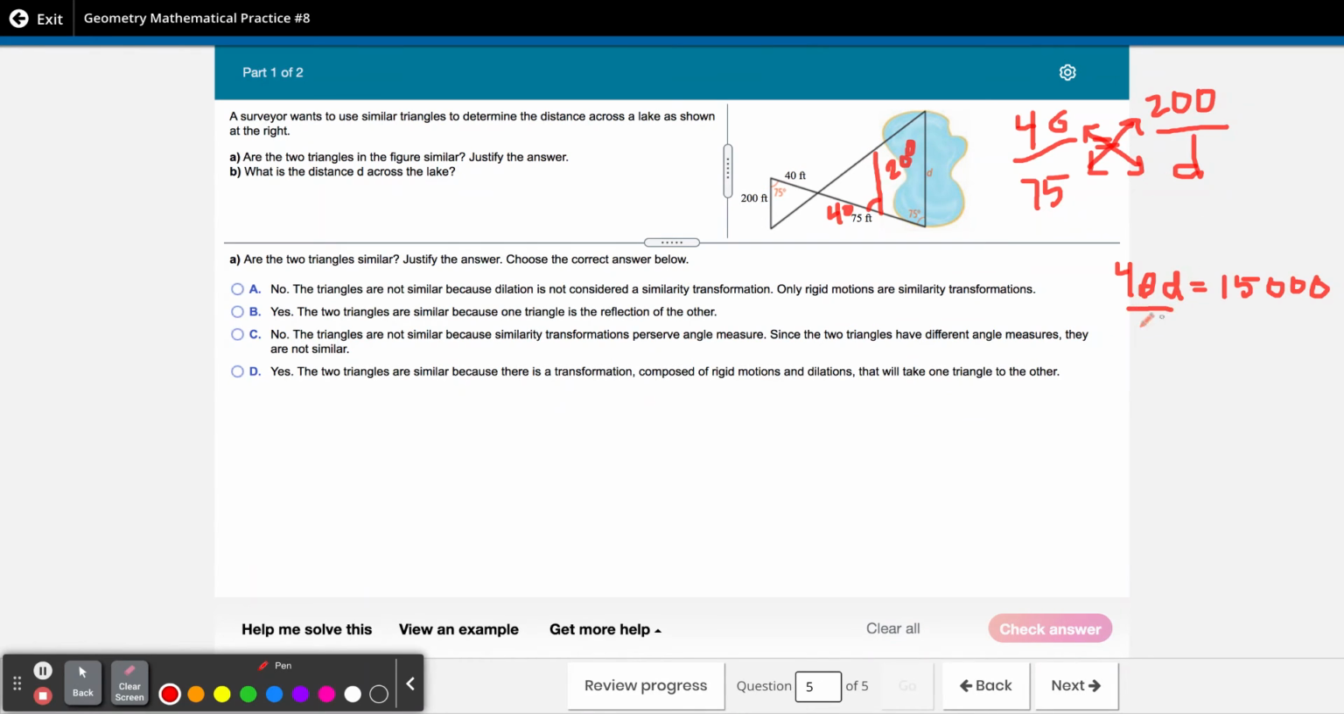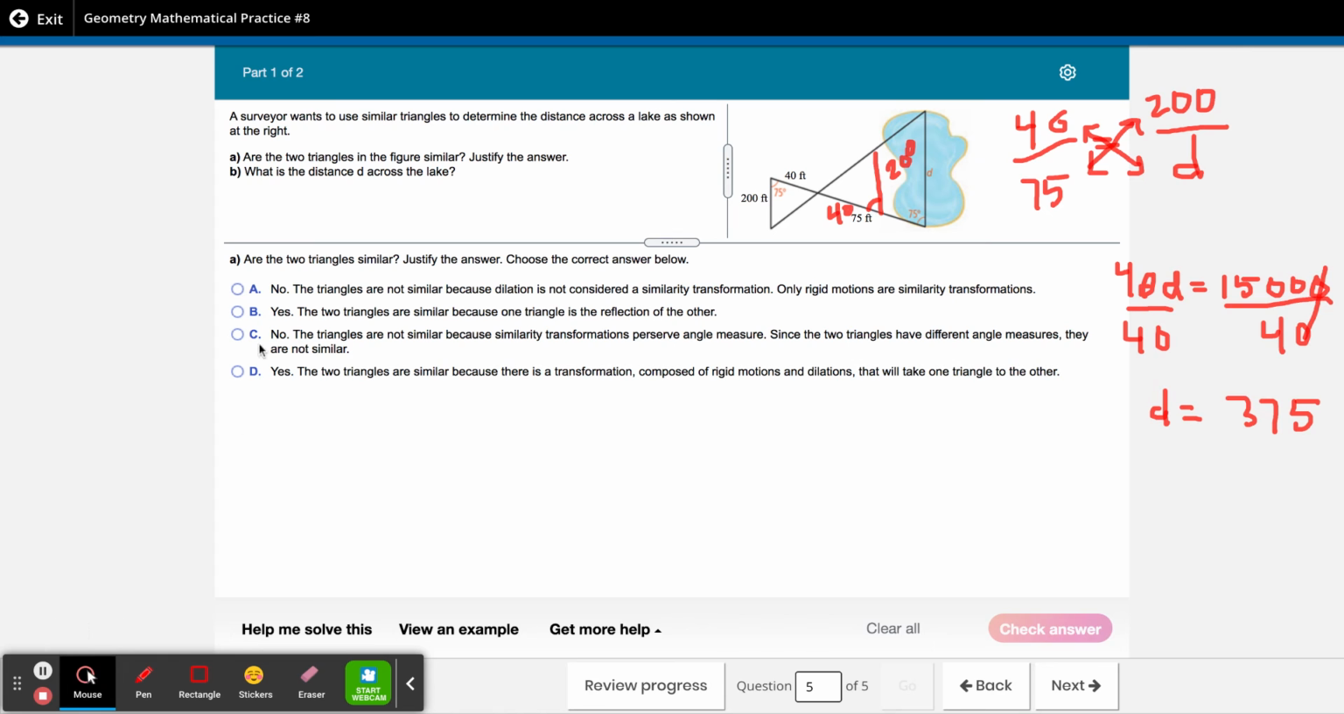Now I just want to get D by itself. So I'm going to do 1500 divided by 40, and then D is equal to, I've got these two zeros, I can cancel them out. So it's 1500 divided by 4, and that's going to be equal to 375. Now as I answer these questions on the screen, I'm going to use that information.